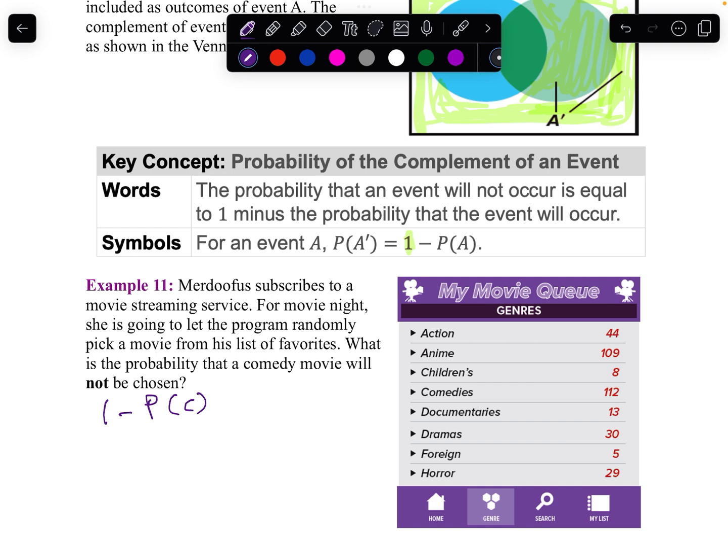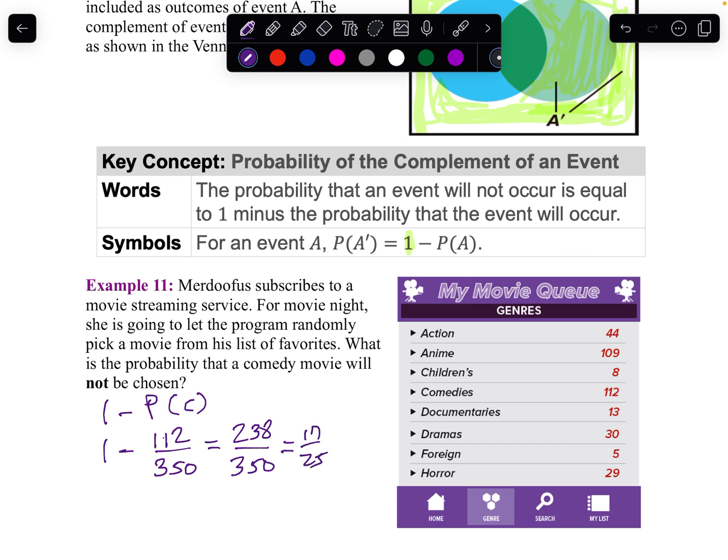Well, if I look here, my comedy is 112, right? So I'm going to say 1 minus 112. How many movies do we have to choose from? We have 350. So if I subtract that, I get 238 over 350. And then if we reduce that, we get 17 out of 25.